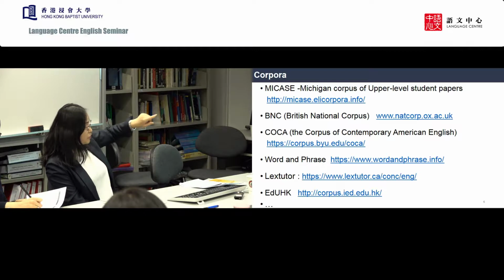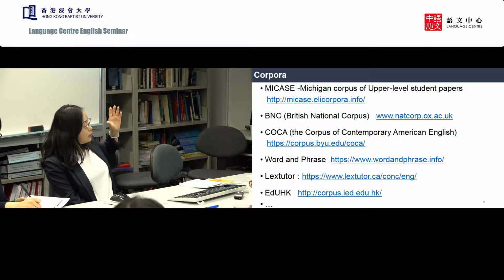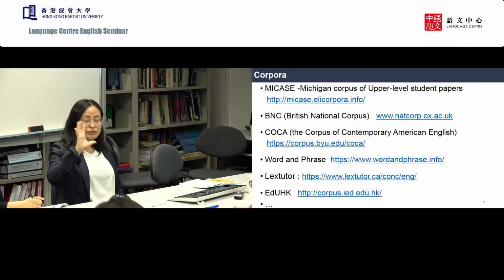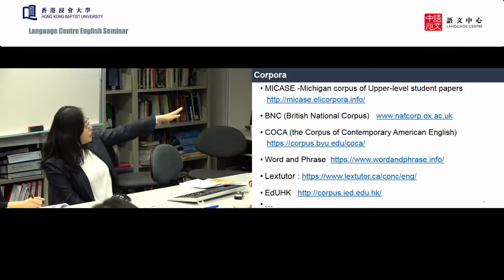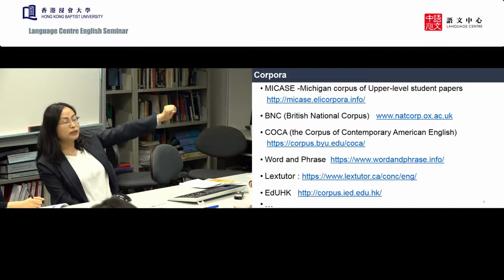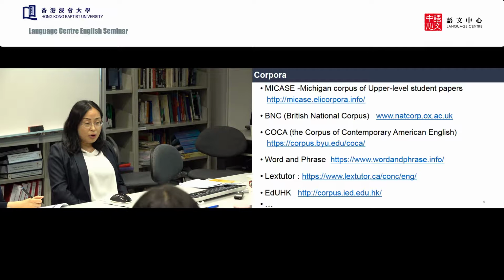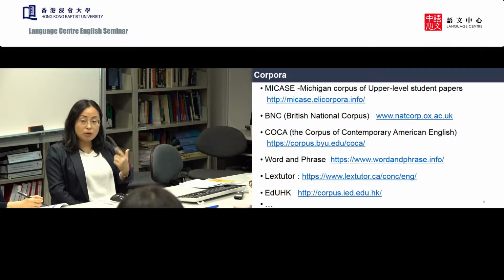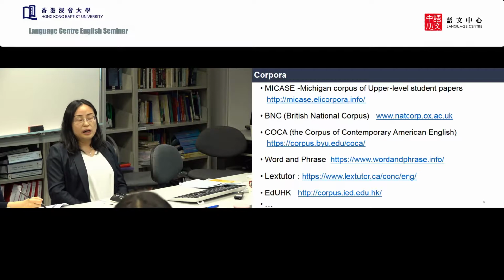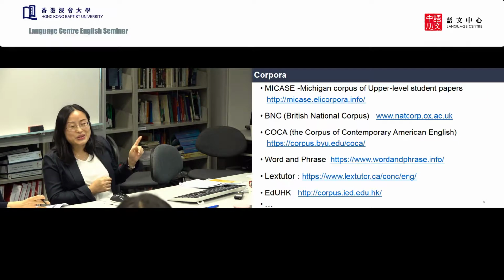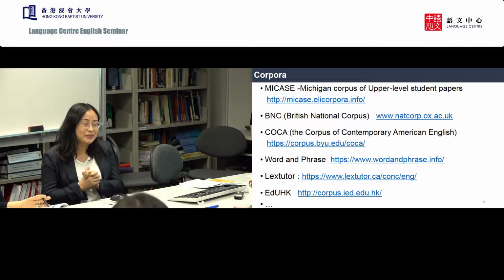And LexTutor hosts about 40 corpora, so different types of corpora. Some corpora are very small, maybe 1 or 2 million words, so easy to search. And at EDUHK, our Department of Linguistics and Modern Language Studies, we have several colleagues who are interested in using corpus data, and they all develop their own corpora. For me, I developed a 2 million-word EAP corpus. But I'm not going to show it to you today. Next time, if you're interested, I can come.